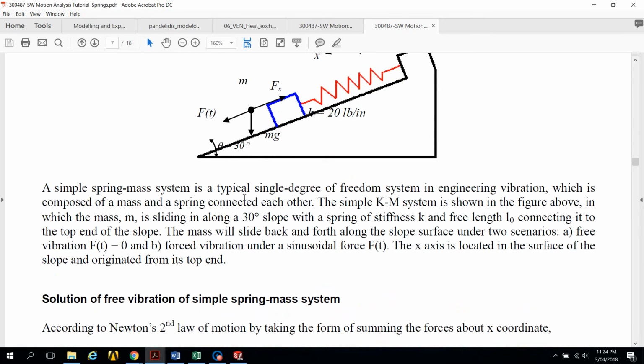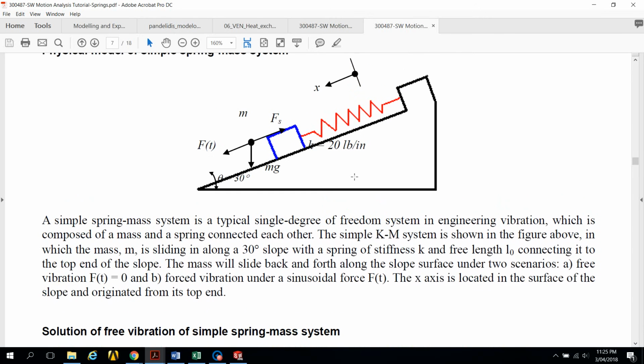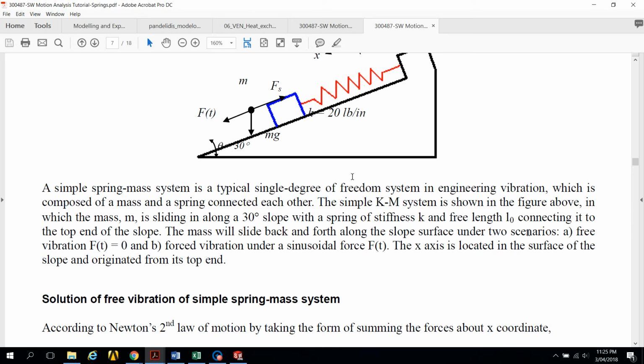A simple spring mass system is going to be a typical single degree of freedom system, moving upward and downward during vibration, which is going to be composed of the mass and the spring connected to each other. The simple K and M system is shown in the figure above, in which the mass M is going to be sliding along the 30-degree slope with the spring stiffness K and the free length L of the initial length, connected to the top end of the slope.